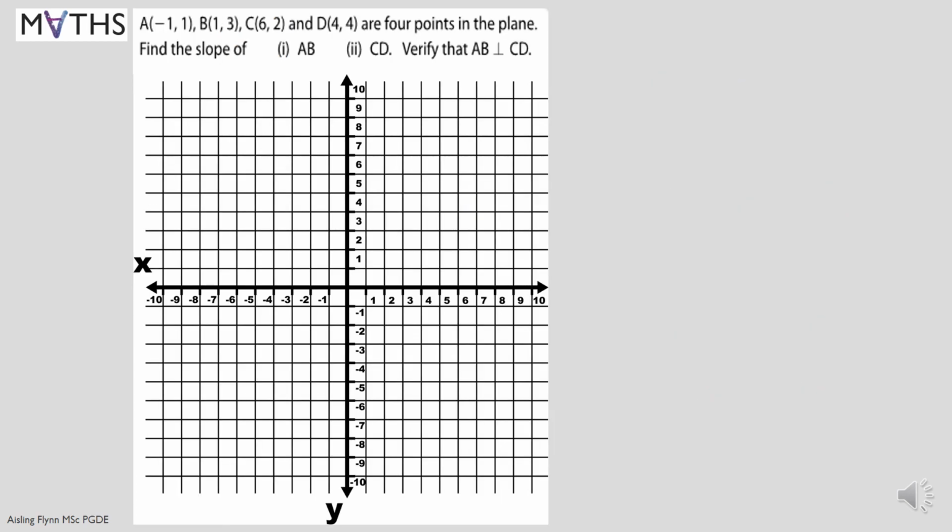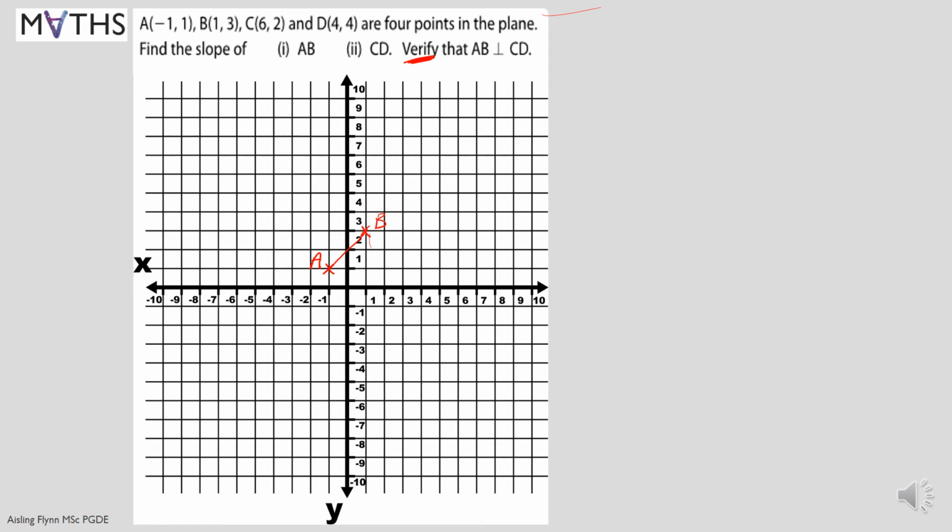Alright, here's another question. A, B, C and D are 4 points in the plane. Find the slope of AB first and then CD and verify, the word verify means show it is true, that AB is perpendicular to CD. So let's start with AB. So minus 1, 1 is A, so let's plot it first. So minus 1, 1, that's there, that's A. And 1, 3 is B, that's here. B, and we join them up.